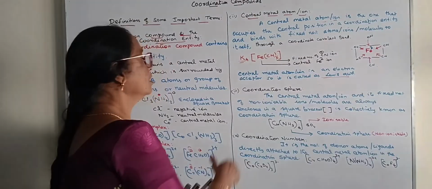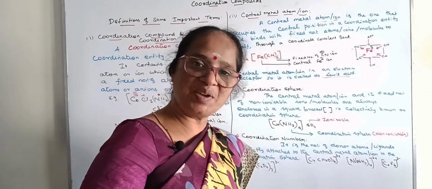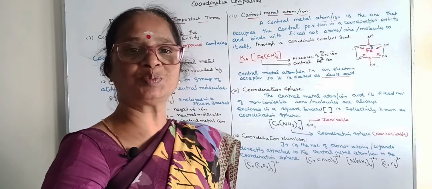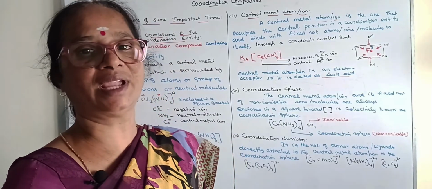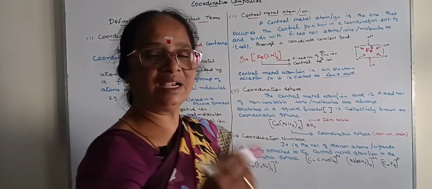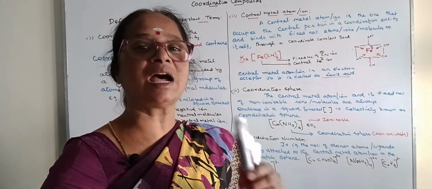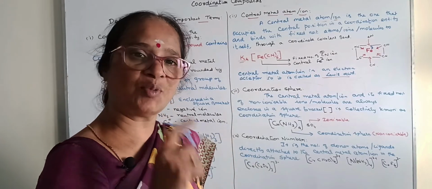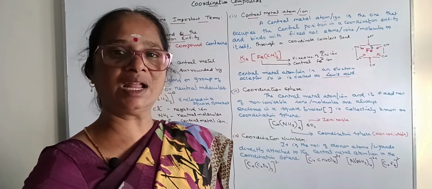The next one, coordination sphere. Once again, the central metal atom or ion and its donor groups, which are always enclosed in a square bracket, is said to be the coordination sphere. And this coordination sphere is actually a non-ionizable sphere, because in the last class we discussed the Werner theory, the 2 spheres, ionizable and non-ionizable.